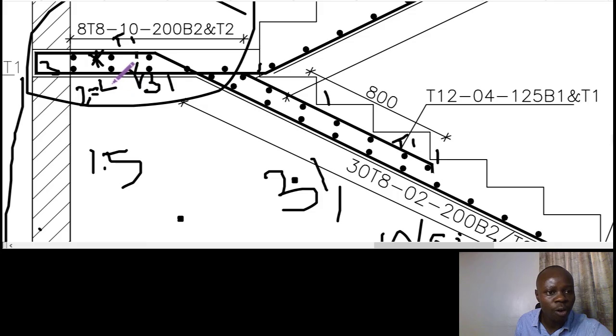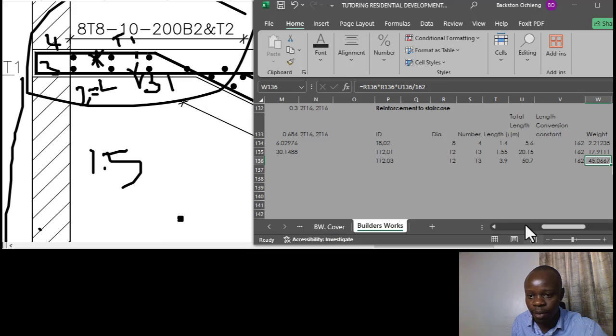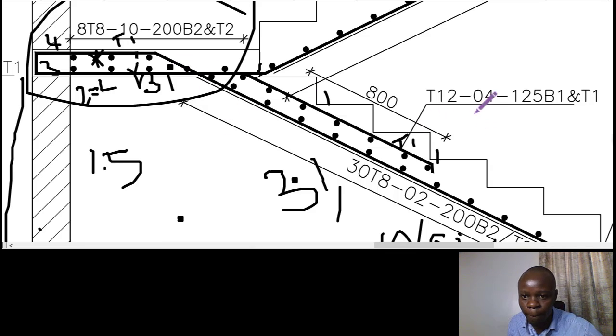Then portion 4, we are going to take now, this is now the wall, and then we can add half of the landing at portion 4. This is now portion 4. So let's calculate that length. So what we do, this is now T12 bar mark number 4.